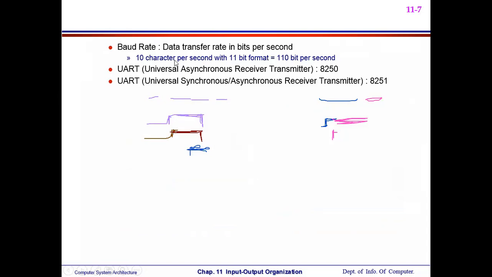Similarly, we have another thing: baud rate, the data transfer rate in bits per second. Here we have to check those two baud rates also, the source baud rate and the destination baud rate.